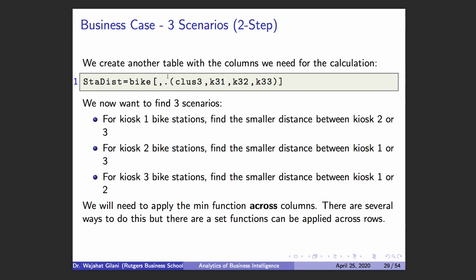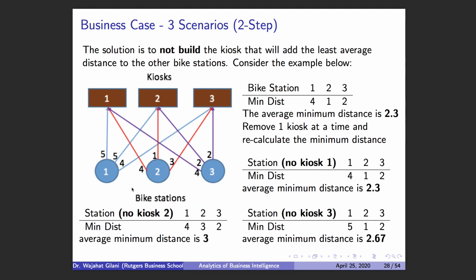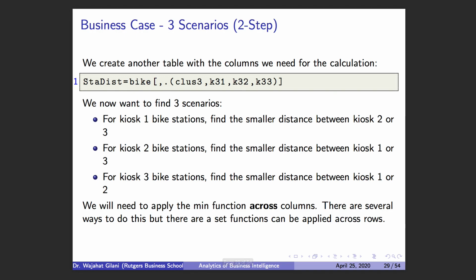All right, so let's go ahead and do this. It's going to get a little crazy. So let's create a new table called STA-DIST for station distance. We're going to just take these 4 columns, cluster 3, K31, K32, and K33. Because, again, obviously we need these 3 distances because we're basically going to rerun this analysis all over again, right?